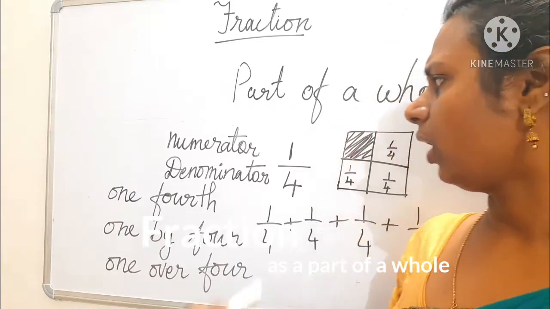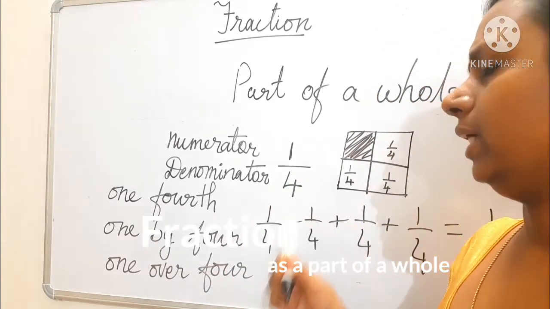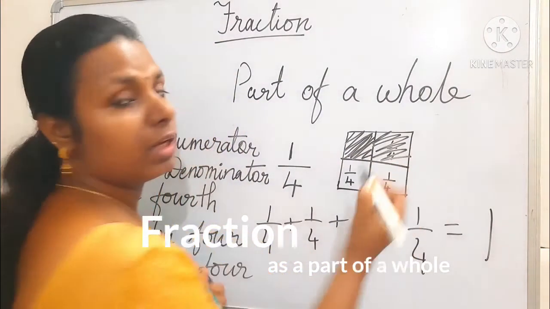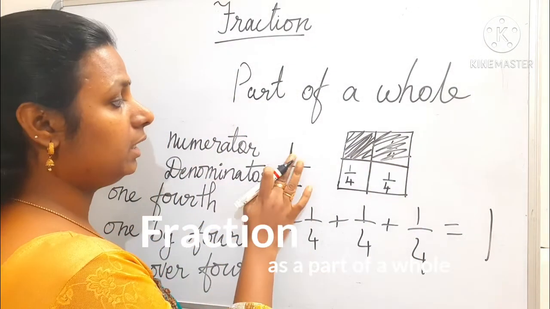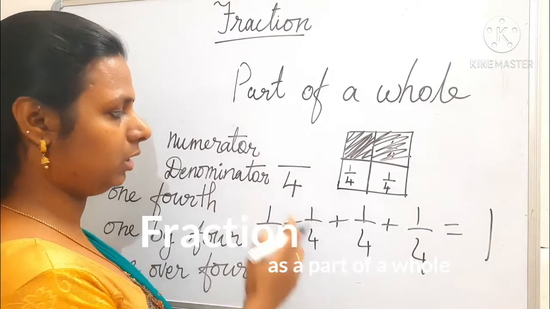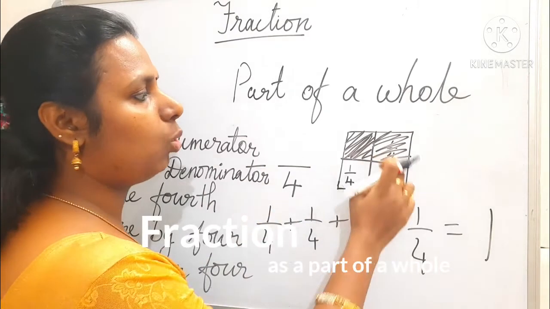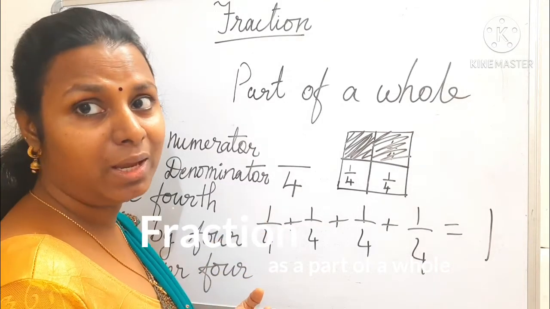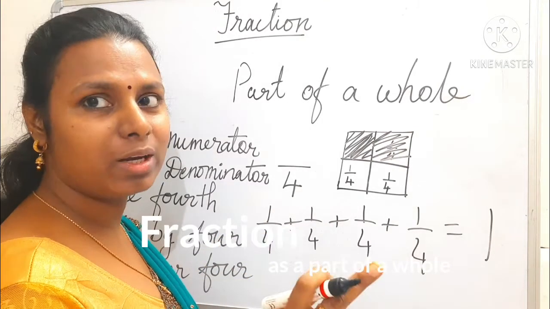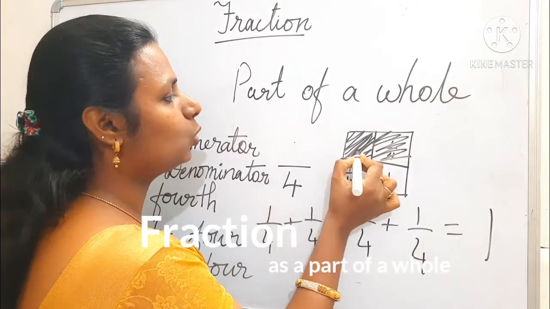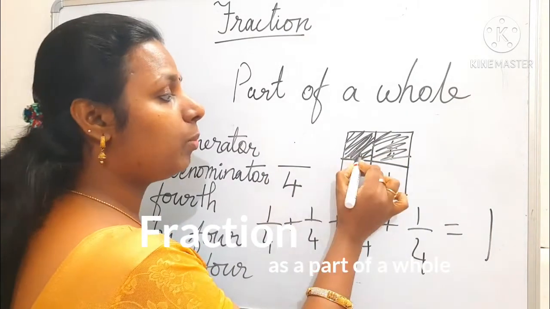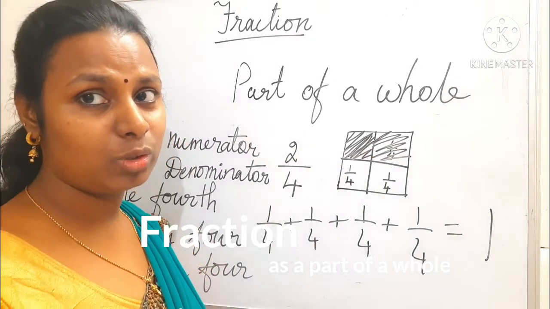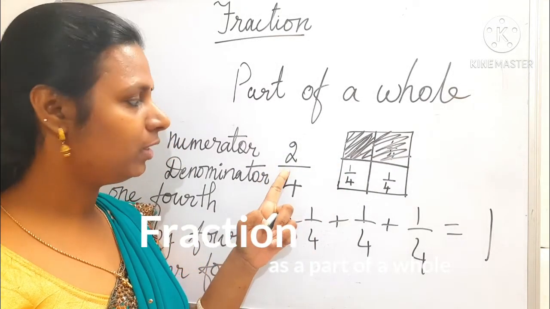Now in case we are taking two boxes, what will be the numerator? The denominator will be the same because the total parts are 4. But what about the numerator? 2 parts we have taken. 2 parts are shaded. So the numerator is going to be 2.